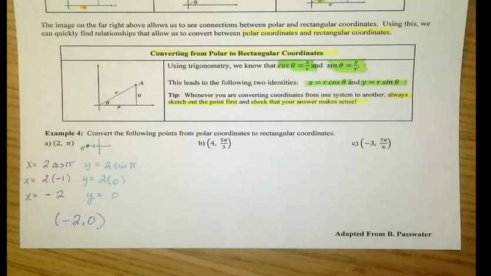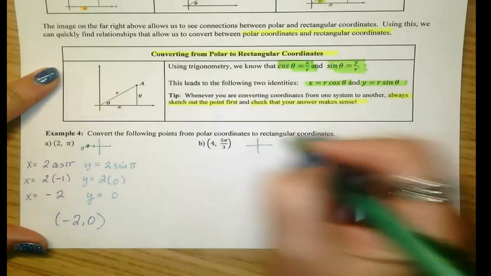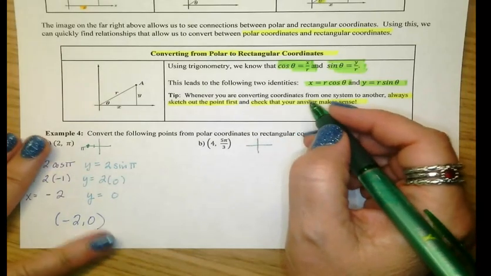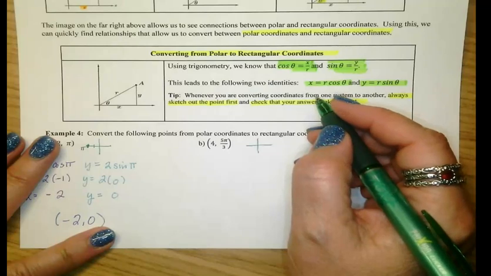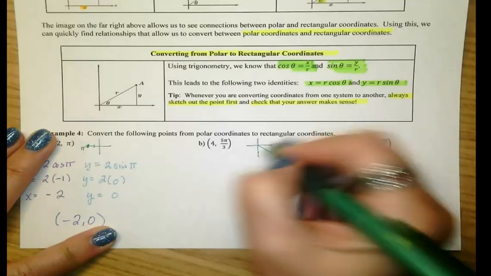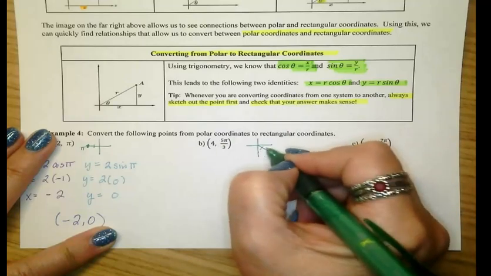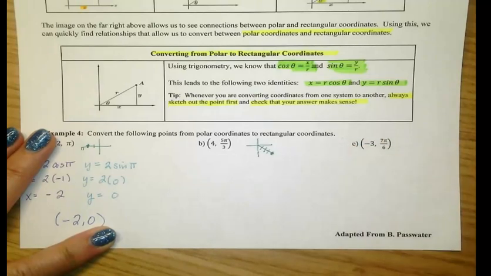All right, so first off, let's plot B. B is going to be at 5 pi over 3, and 5 pi over 3 is going to be in which quadrant? So we're going to be down here, and then 4 down, so 1, 2, 3, 4. So that's where this point is, and that's this coordinate point.